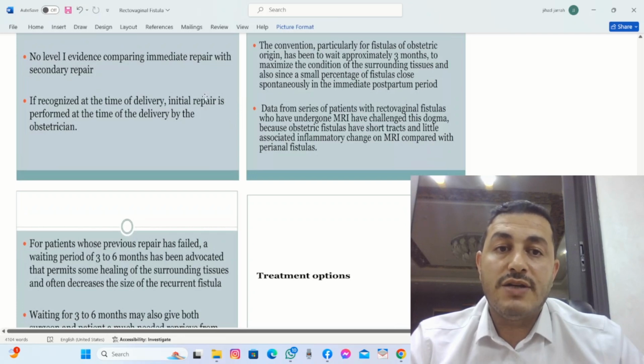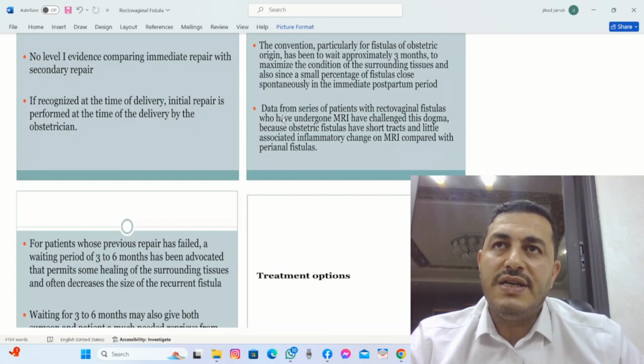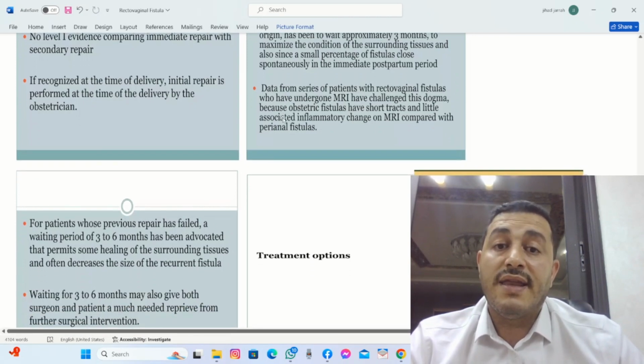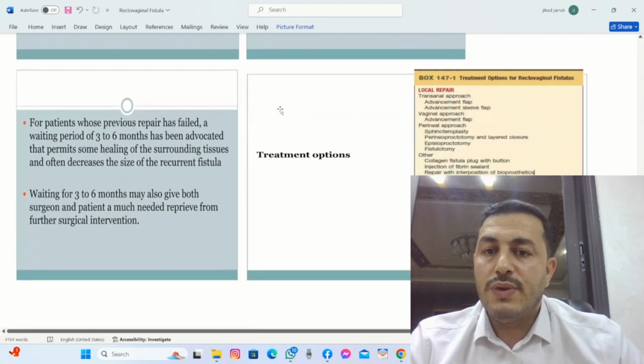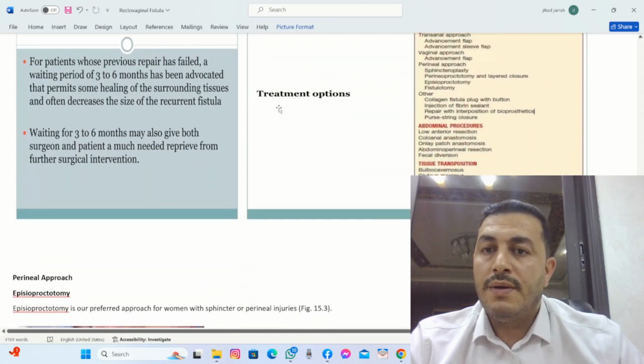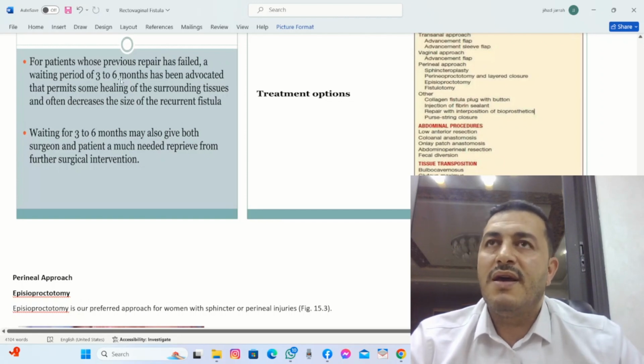Here they actually advise, if delayed repair, to wait for 3 months after obstetrical delivery or childbirth to give the tissue time to decrease the inflammation and swelling that can happen. Okay, what else can we add? If we have repair and it failed, please wait 3 to 6 months. Again, this is to decrease the tissue swelling and the tissue inflammation that may happen.